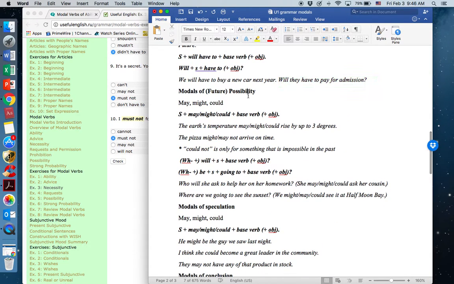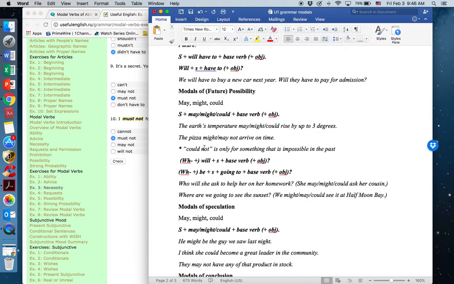Next, modals of future possibility: may, might, or could. Subject, may, might, or could, base verb. So the Earth's temperature may, might, or could rise by up to 3 degrees. These are all the same meaning. The pizza might not arrive on time. The pizza may not arrive on time. Those are both fine. "The pizza could not arrive on time" is incorrect because could not is used for something that's impossible in the past.